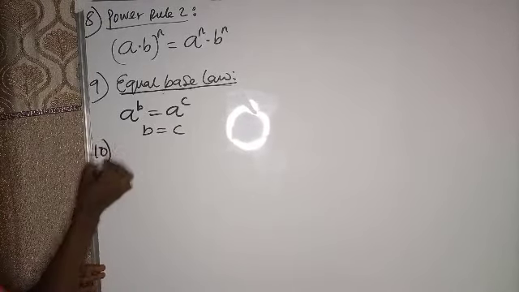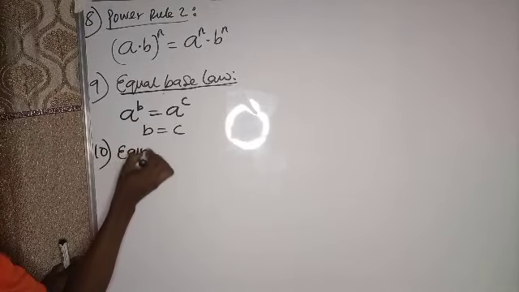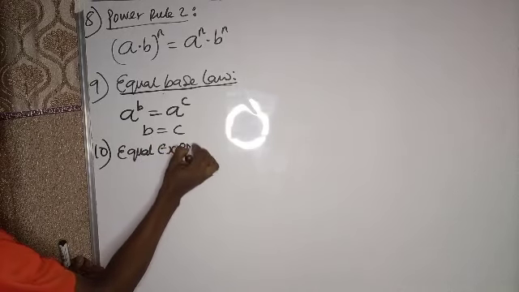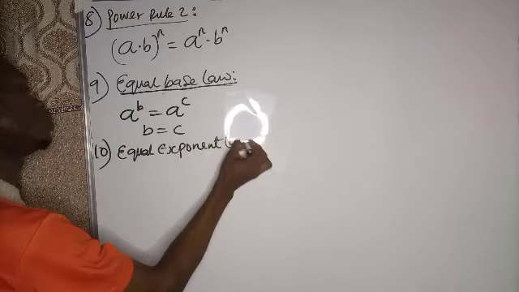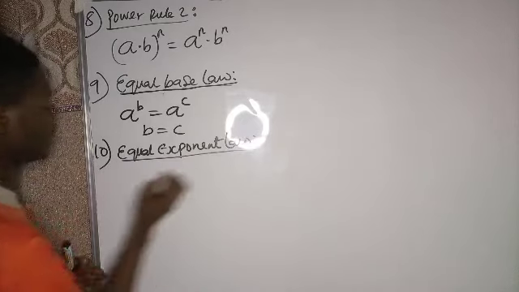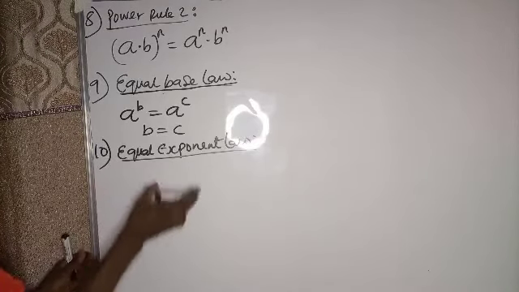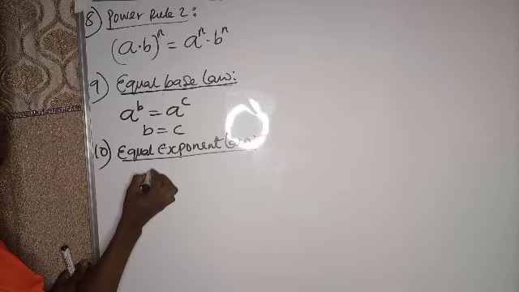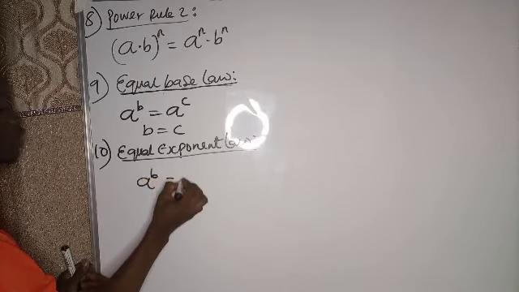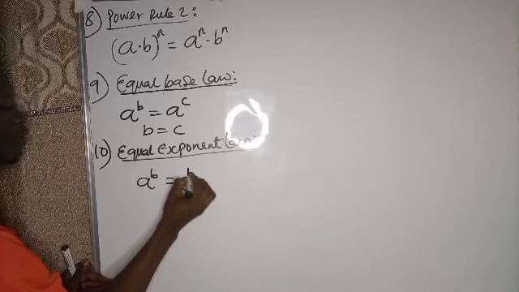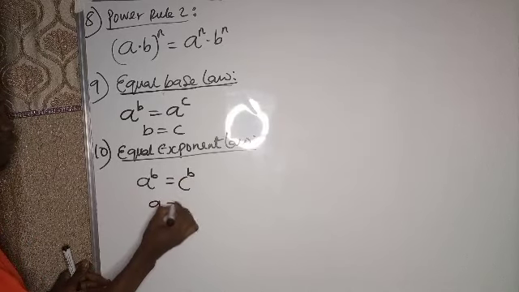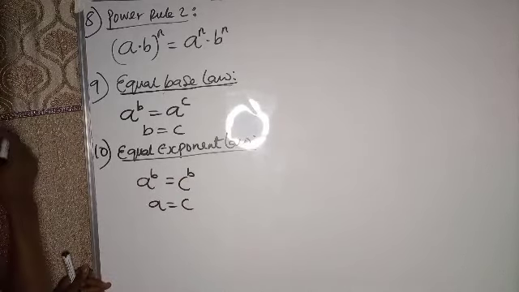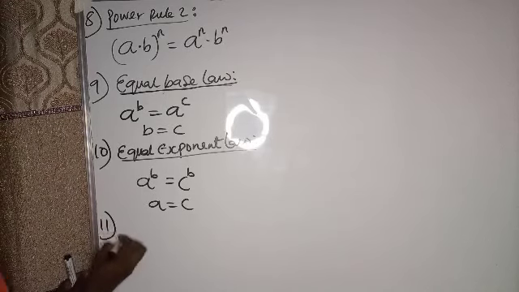So number 10, equal exponent law. It's telling us that if the exponents are the same, you equate the base. For example, a raised to the power of b is equal to c raised to the power of b, that a is equal to c because the exponents are the same.